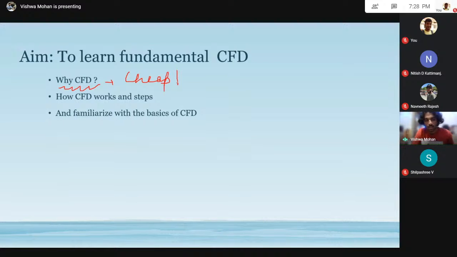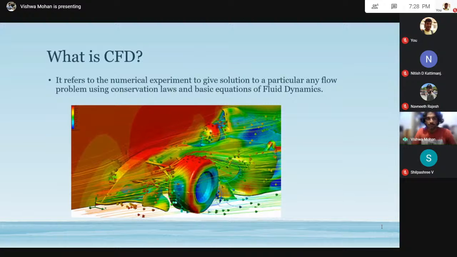And then let's get started with the steps which are involved. Before that, a formal definition of CFD. What is CFD? It's actually a numerical experiment, done to analyze a particular flow problem using the conservation laws. What are the conservation laws? Mass conservation, momentum conservation, and all those equations. So this is very cool.